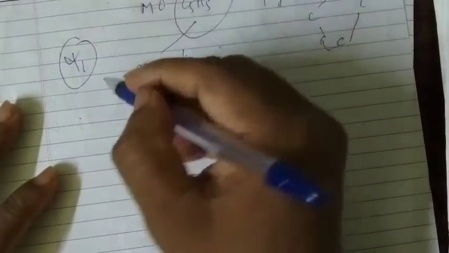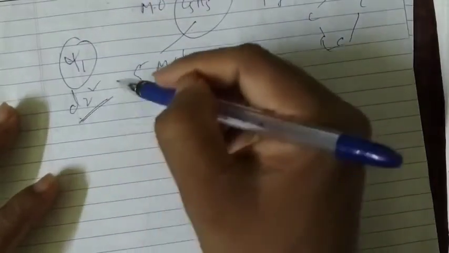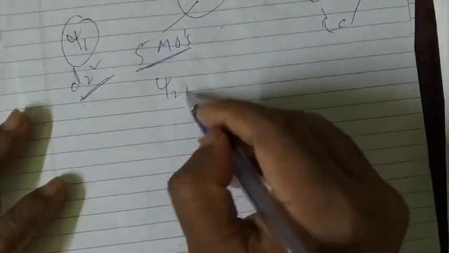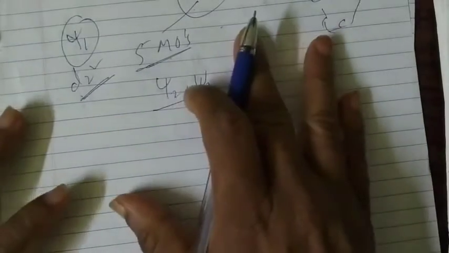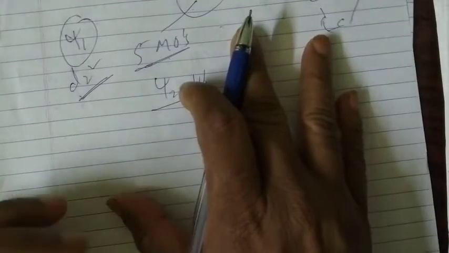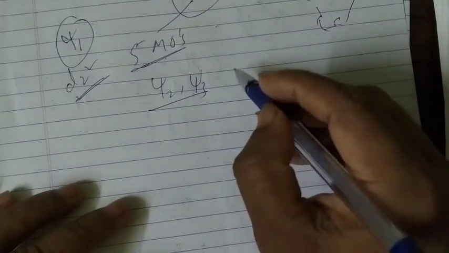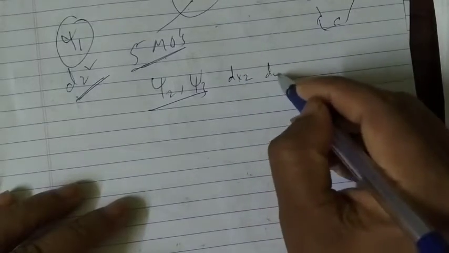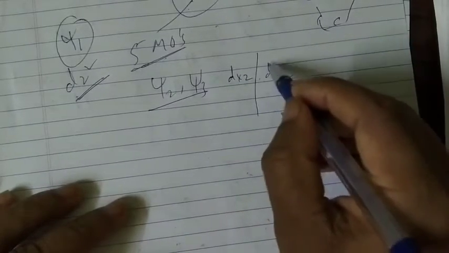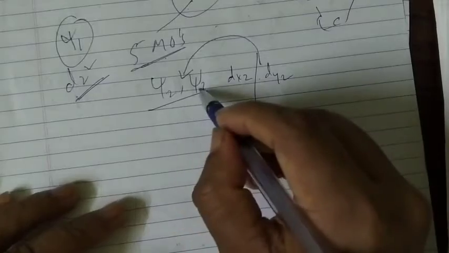The most important overlap is psi 1, and that is with dz square. This orbital is very much important. And psi 2 and psi 3, as I showed behind, have the best overlap with the metal orbitals dxz and dyz. So dxz and dyz can overlap very nicely with psi 2 and psi 3.